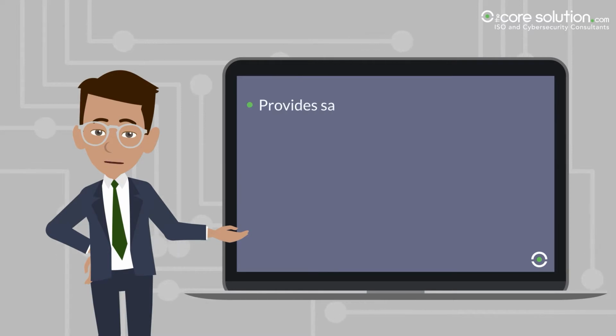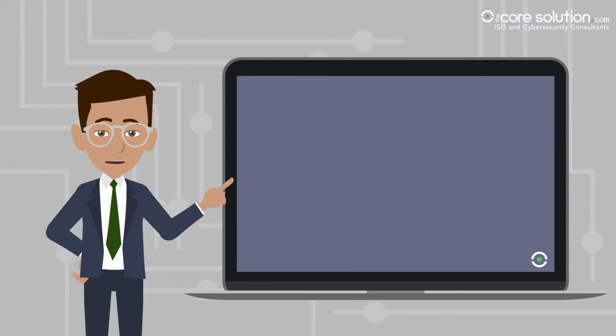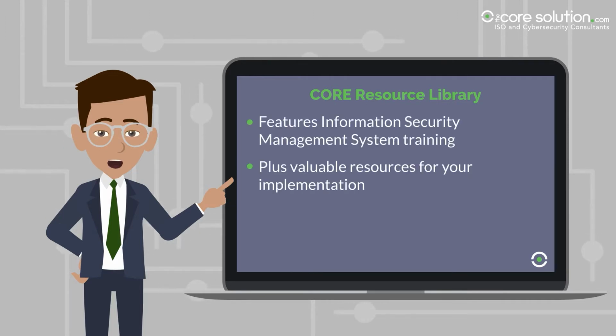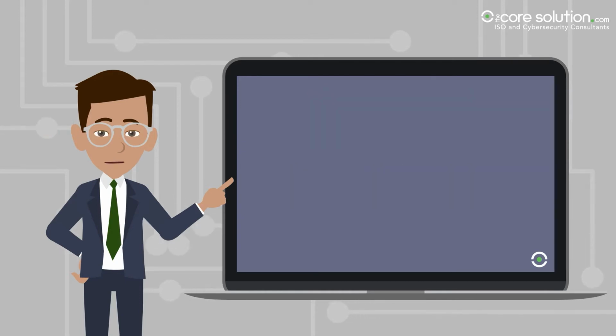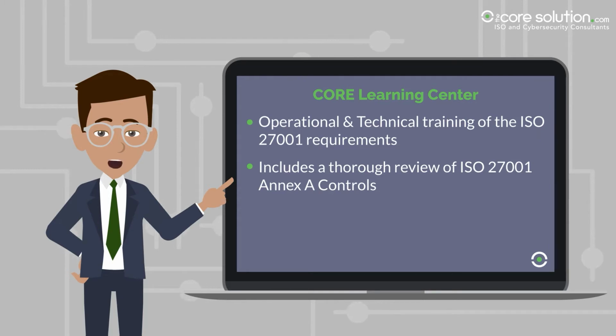The Core platform provides sample policies, procedures, and the documentation needed to be completed for certification. Housed in Core is the Core Resource Library. It features information security management system training for employees, plus valuable resources for your implementation. In addition, Core provides access to the Core Learning Center for your operational and technical training of the ISO 27001 requirements applicable to your organization. The Learning Center even includes a thorough review of ISO 27001 Annex A controls.